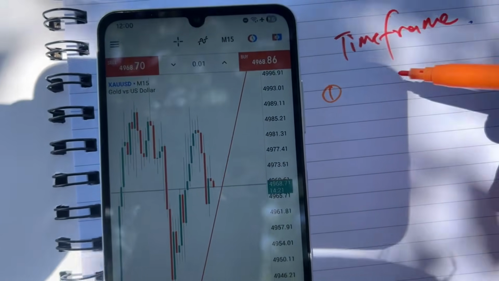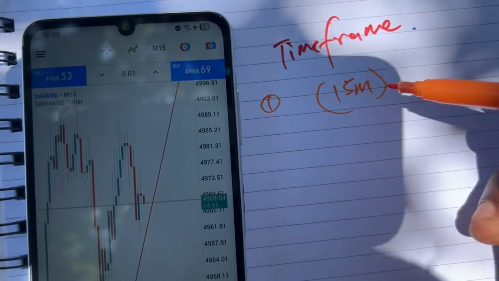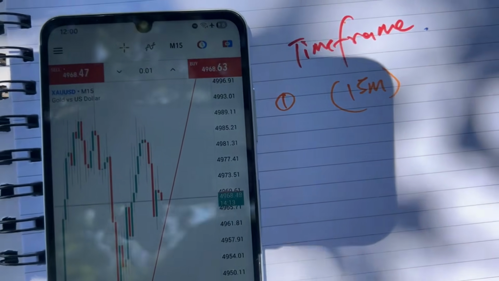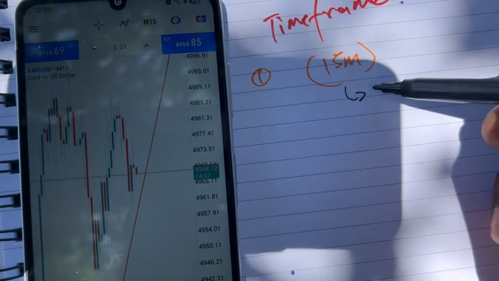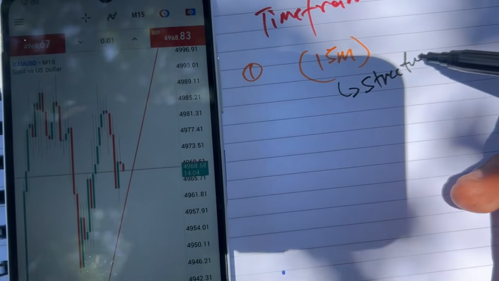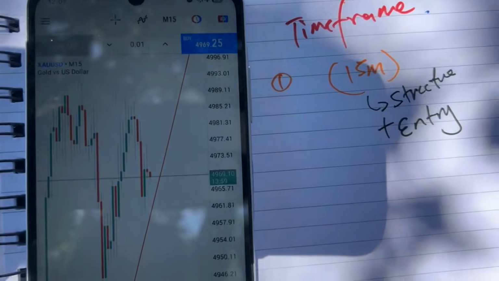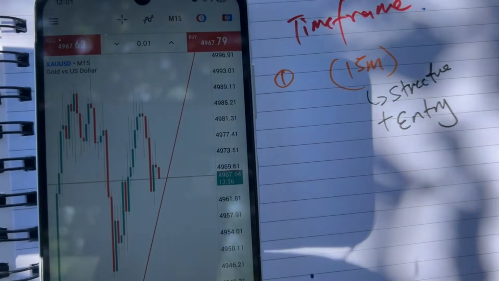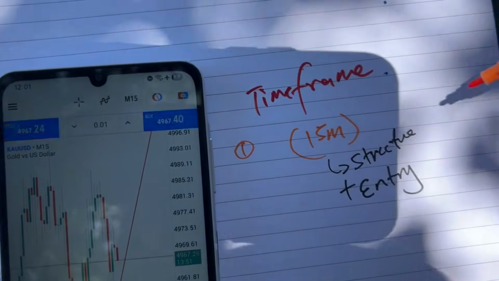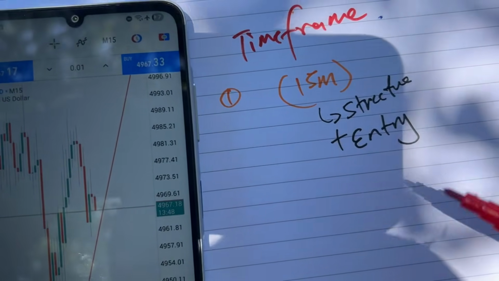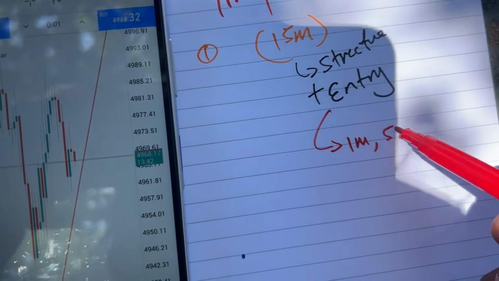If I go to M15, all right, this M15 time frame, you can use it to find what? To find structure, just like when I teach on the market direction. You can use it to find structure, and you can also use it for entry confirmation. Now, there are time frames that you can use to mark a structure, and there are time frames for you to use to find direction. Let's examine the time frames that you can use to find entry. M1, M5 to M15.